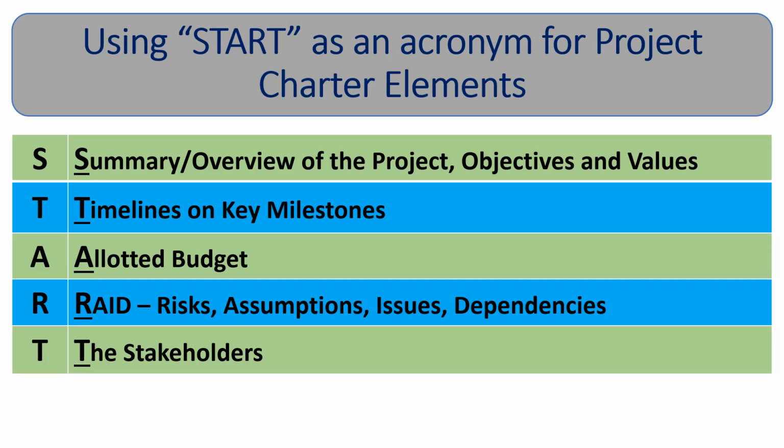So now we have understood that the project charter is one of the key documents, a very initial document that is required in the project initiation phase to kick off or start working on the project. I thought, can we use START as an acronym for the project charter elements? This is how it goes: S stands for summary, the overview of the project, the objectives and values. T stands for timelines and key milestones. A is for the allotted budget, or the high-level budget that we have for this project. R is for RAID, that means risks, assumptions, issues, and dependencies that we can identify during the initial stages and include in our project charter.